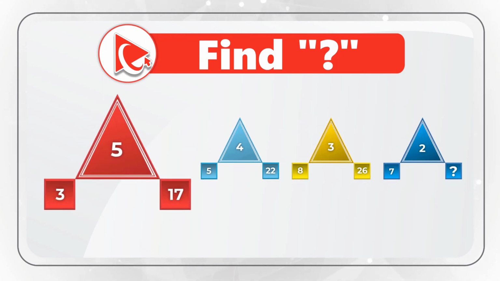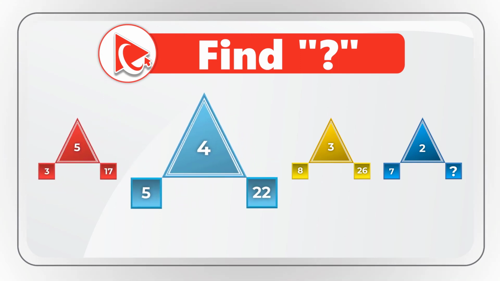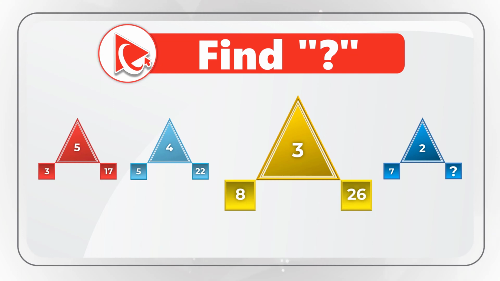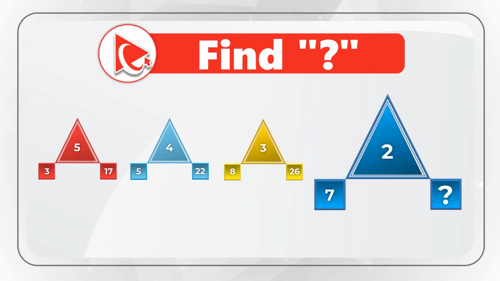The first object has number 5 inside the triangle, and number 3 in the left square, and number 17 in the right square. The second object has number 4 inside the triangle, and numbers 5 and 22 inside the squares. The third object has number 3 inside the triangle, and numbers 8 and 26 inside the squares. The fourth object has number 2 inside of the triangle, number 7 in the left square, and then comes the missing number inside the right square.